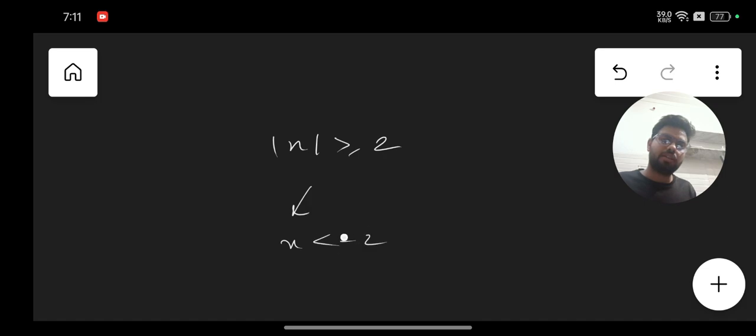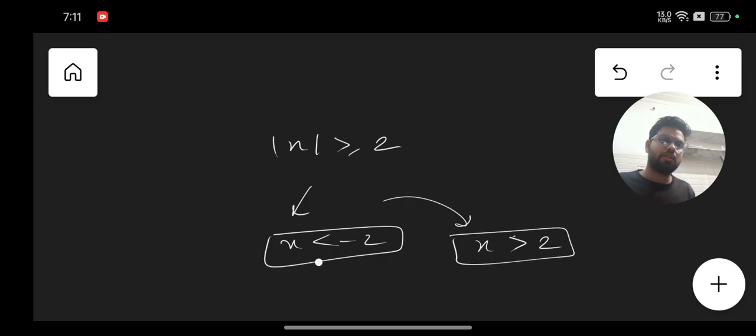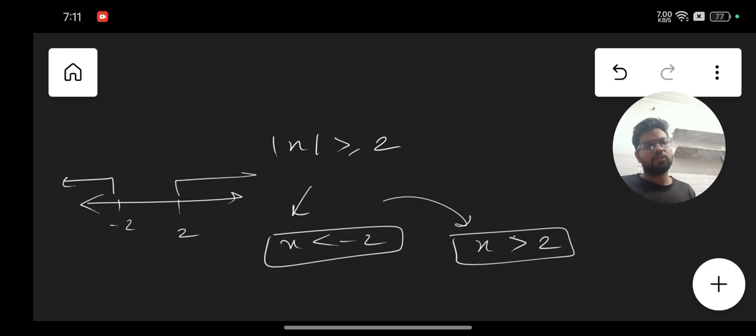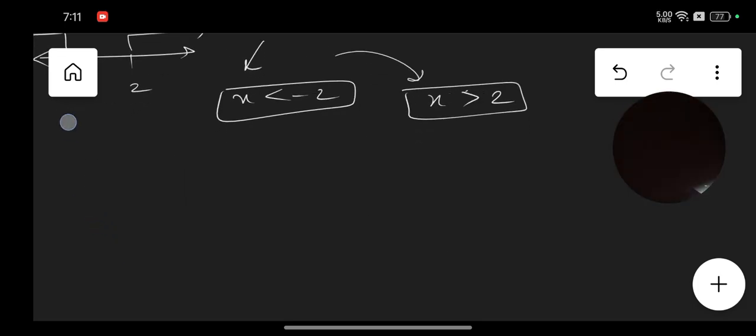Inequality in modulus function, suppose I am taking mod x should be greater than equal to 2. What is the meaning of it? It means you can say x should be less than minus 2 and x should be greater than 2. It means you can say if you will draw on number line, then here it is minus 2 and here it is plus 2, x should be less than minus 2. Okay, but how it can be possible less than minus 2? Obviously it can be possible, and x greater than 2 can also be possible. Okay, so this type of inequality we will check here, don't worry about it, we will take an example for the better explanation.